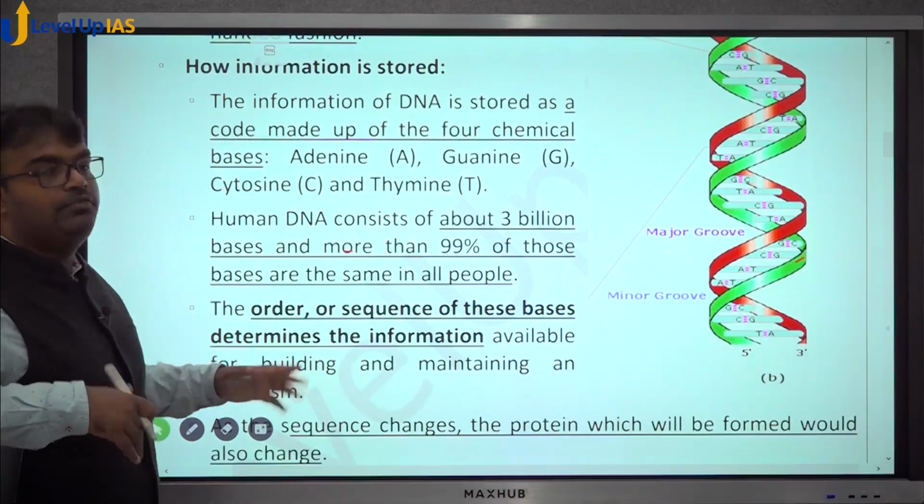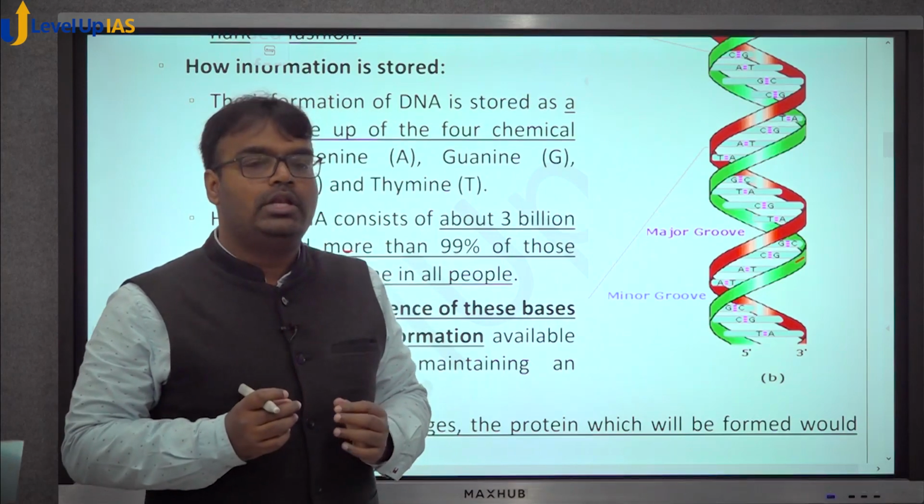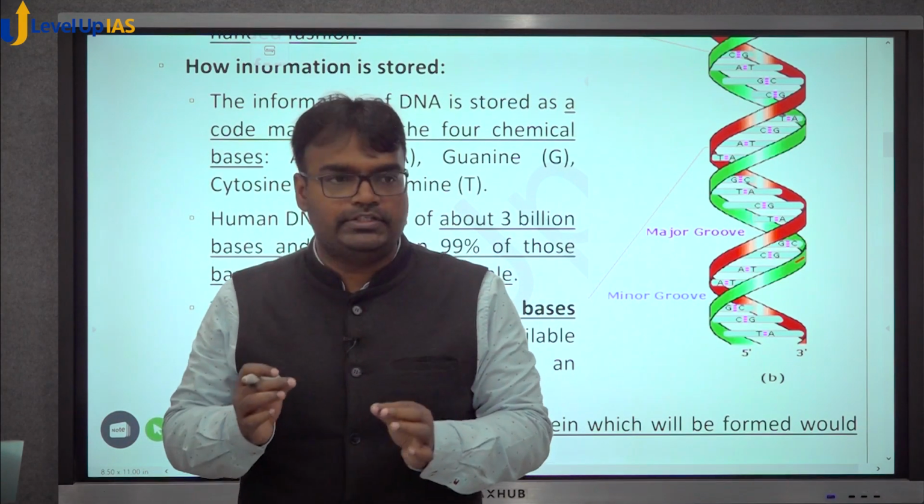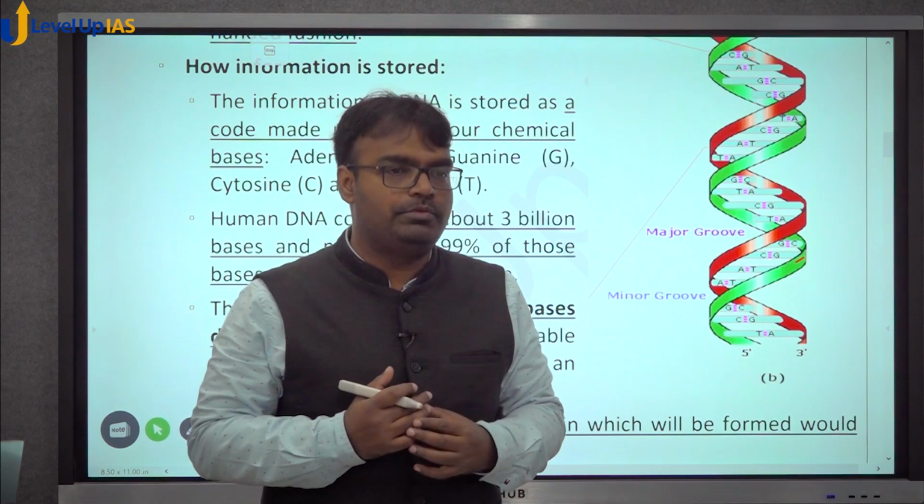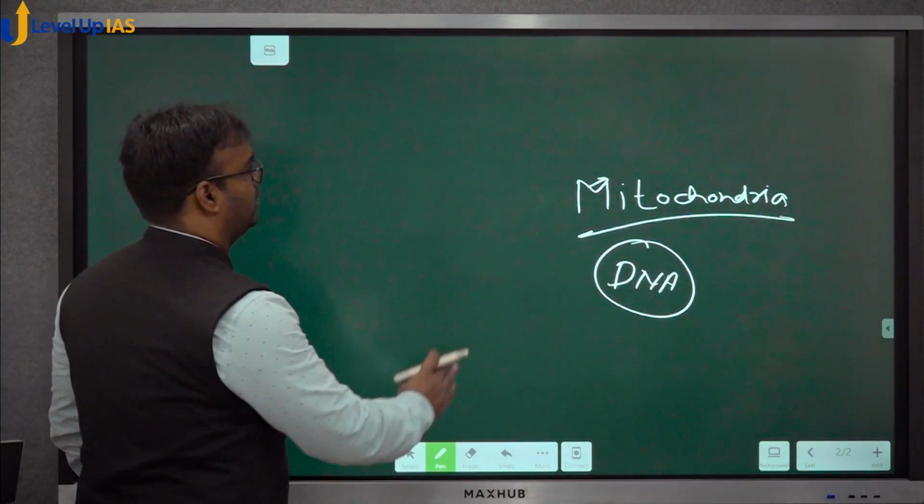Okay, now how is information stored? How is information stored in the sense, like a gene is storing information related to XYZ protein. How is that information stored? To understand this, understand this aspect.